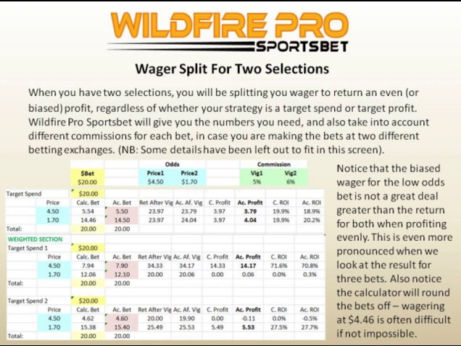The image in the slide shows a truncated version of the 2-bet Dutch book calculator in Wildfire Pro Sportsbet. In this case, we have a split spend example. Notice that the biased wager for the low odds bet is not a great deal greater than the return for both bets when profiting evenly. This is even more pronounced when we look at the results for 3 bets on the next slide. Also notice the calculator will round the bets off. We can't bet $4.46 at a betting exchange, so it provides the closest realistic bet, including the results for betting this way.